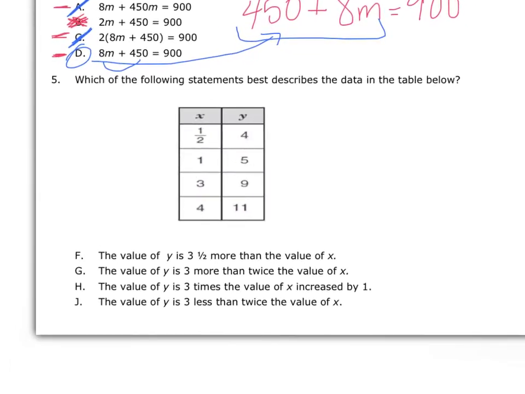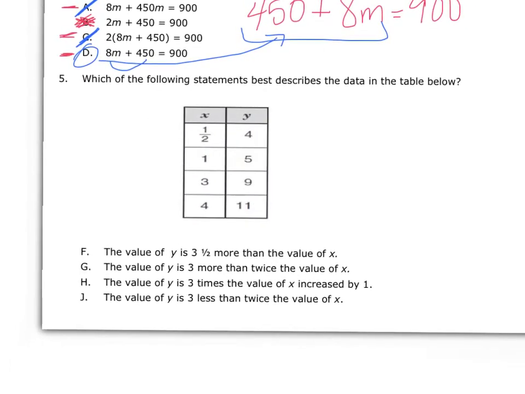So number 5. Which of the following statements best describes the data in the table below? So looking at our table, I kind of look at my numbers for a minute. Then I start reading through these and we'll see what works. The value of y is 3.5 more than the value of x.